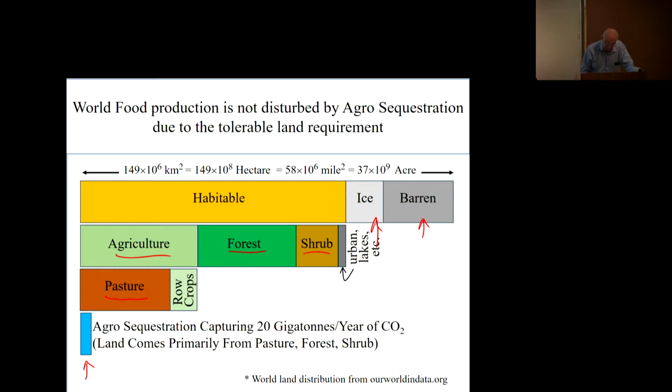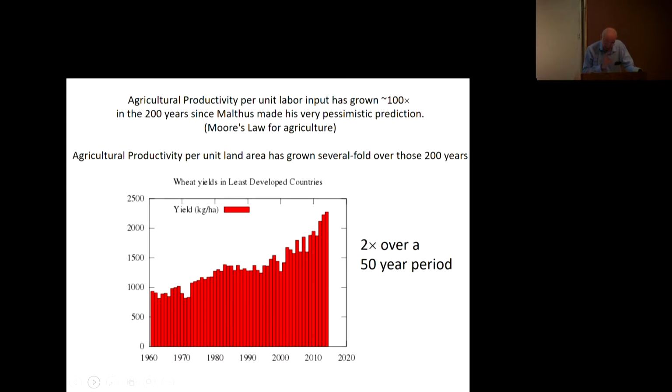And in this analysis from the Department of Energy, they split it between pasture, forest, shrubland, and other forms of land that are underutilized. Well, I'm going to show you a slide very shortly that agricultural land, surprisingly, is underutilized. And this is sort of an indication of that.